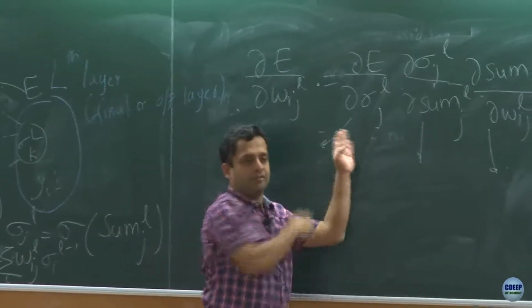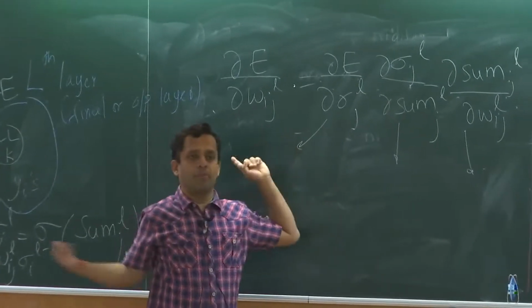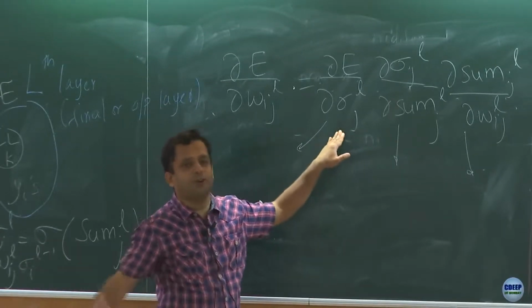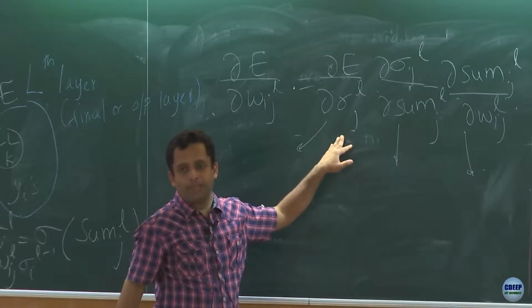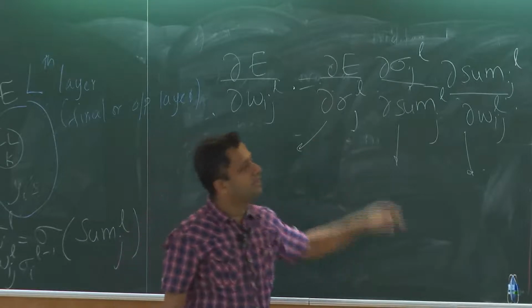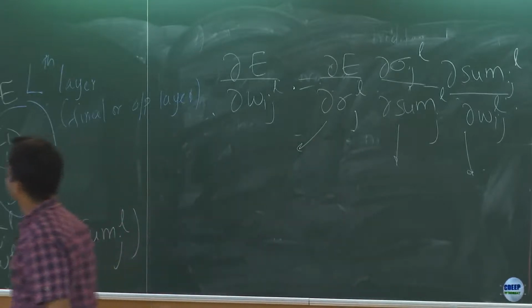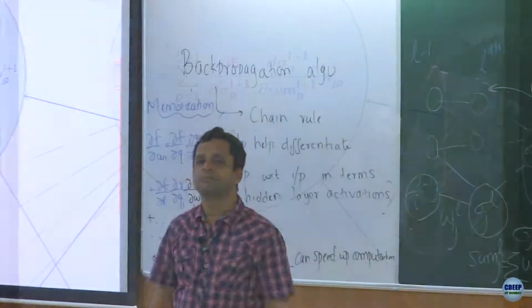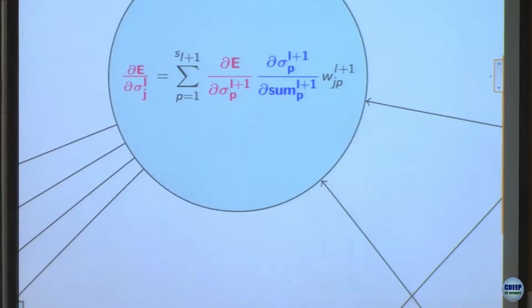So I conveniently dropped all the other sigma JLs here when I took the derivative with respect to Wijl because of the architecture. But if I have to further compute this, I'll have to keep in mind that sigma JL itself has dependence on all the previous sigmas. And that's exactly where backpropagation comes in. So keep this in mind: the slide plus what I have written on the board. The slide is a hint. What I have written on the board is a question. I would appreciate that everyone writes.